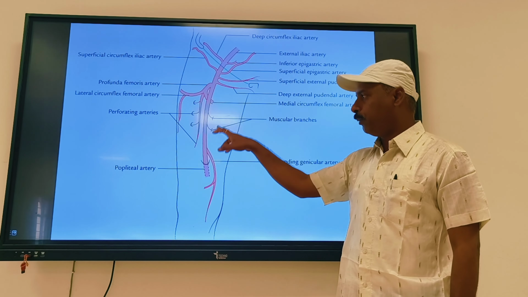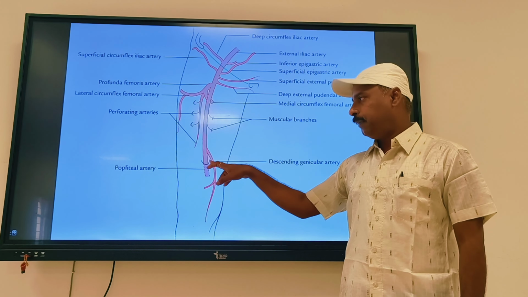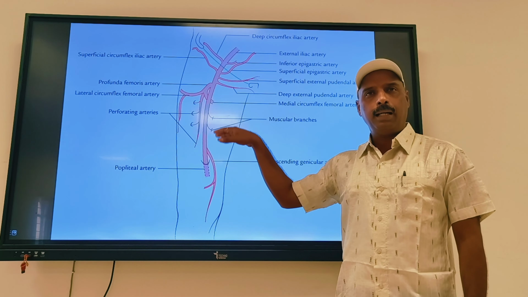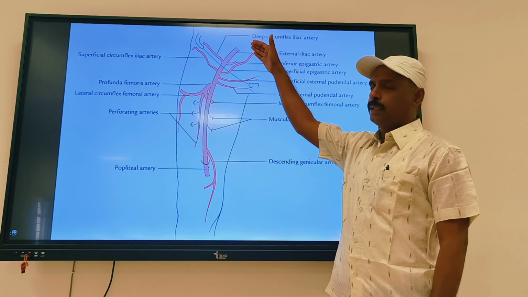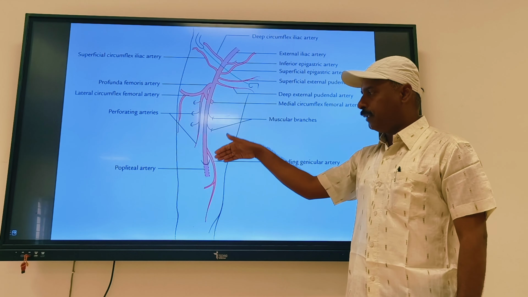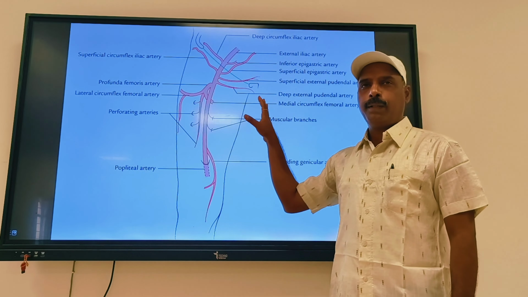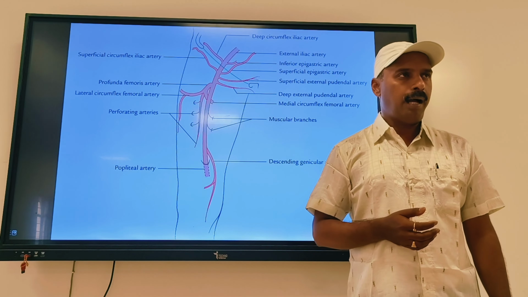Exactly here you are going to get the tendinous opening of the adductor magnus. This will be continuous as the popliteal artery. Femoral artery continues as the popliteal artery. So you have to remember external iliac artery, femoral artery and popliteal artery. So this is the one you have to remember about the course and extent of the femoral artery.